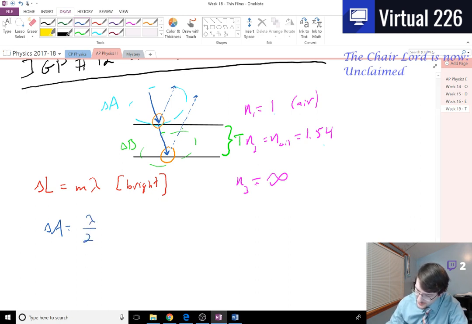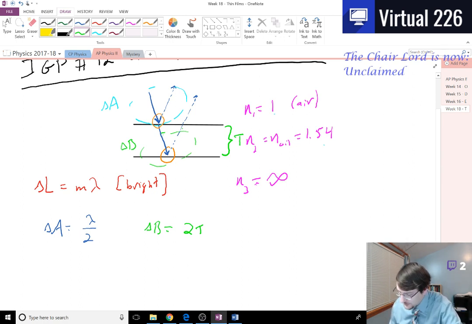For the N2 to N3 for delta B, we're always going to get 2t because we've got 2 times the thickness we're going through. And then we have to ask ourselves, is this a hard or soft reflection? Well, we're going from 1.54 to infinite, so that is a hard reflection. We have to add a half wavelength shift here as well.